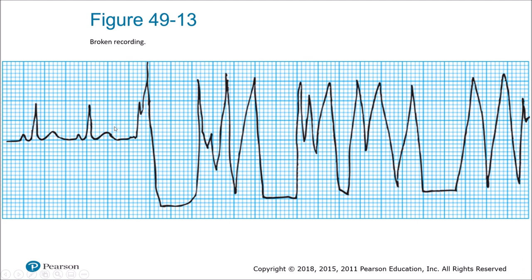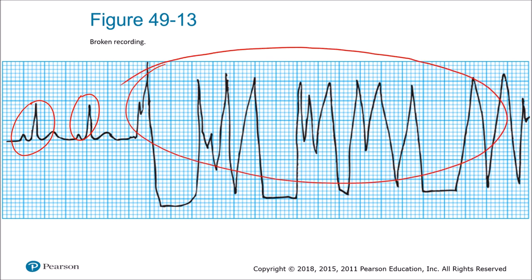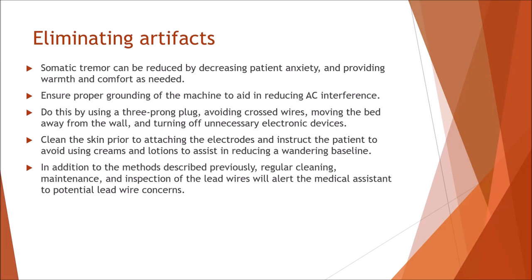Here is a different artifact, and this is from the Pearson book. This is a broken recording where it was fine, and all of a sudden something happened. Usually this is when one of the leads comes off or is loose. So how do you get rid of these? If it's a somatic tremor, you might want to offer a blanket. If it is a machine, you want to make sure that the machine is disconnected, obviously making sure that it's not going to affect something else.